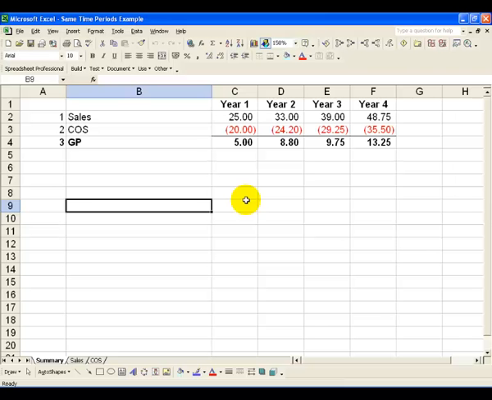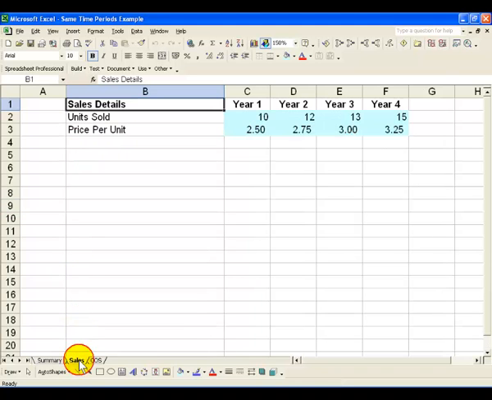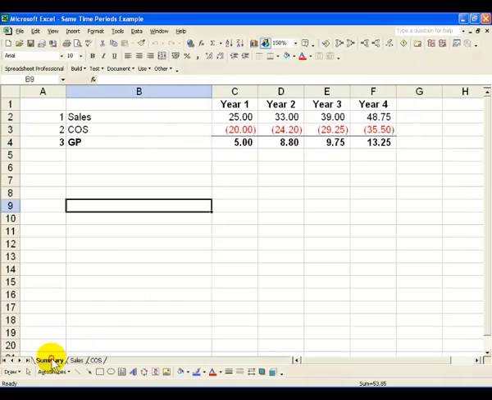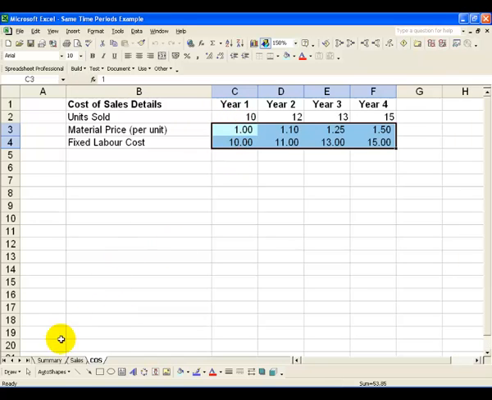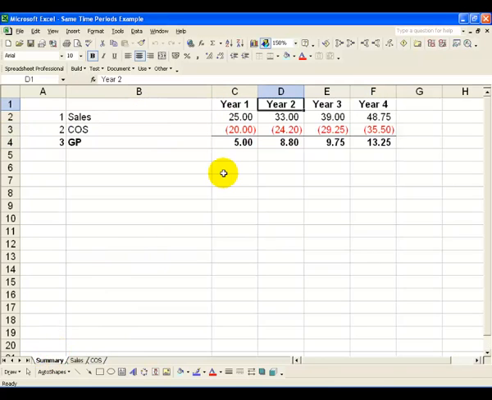Just to emphasize the need for workbooks to look and feel the same, what we've got here is a simple spreadsheet with a summary section: sales, cost of sales, gross profit. And there's a sales summary where there's units sold times price, and a cost of sales area. What you can see is column C is year 1, column D is year 2. On the sales, C is year 1, D is year 2, and similarly with cost of sales. Although it's not a perfect way of doing it, you'll see that it makes it a lot easier to understand where the formulas are coming from.